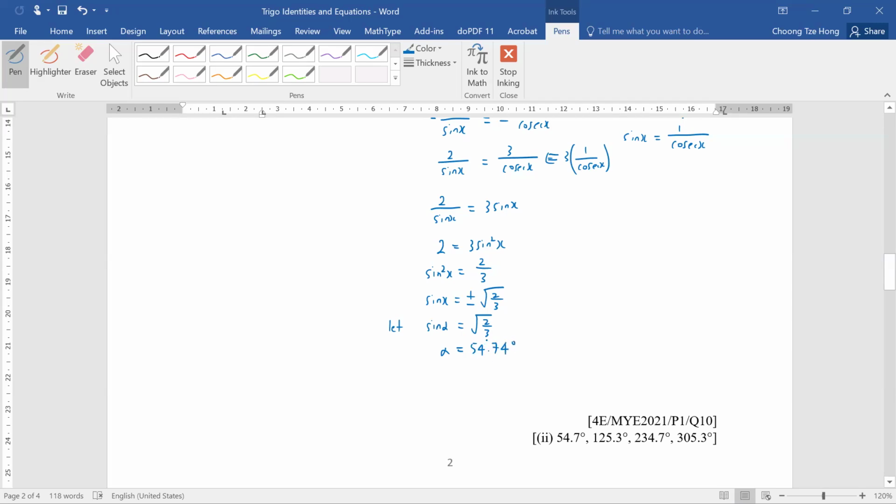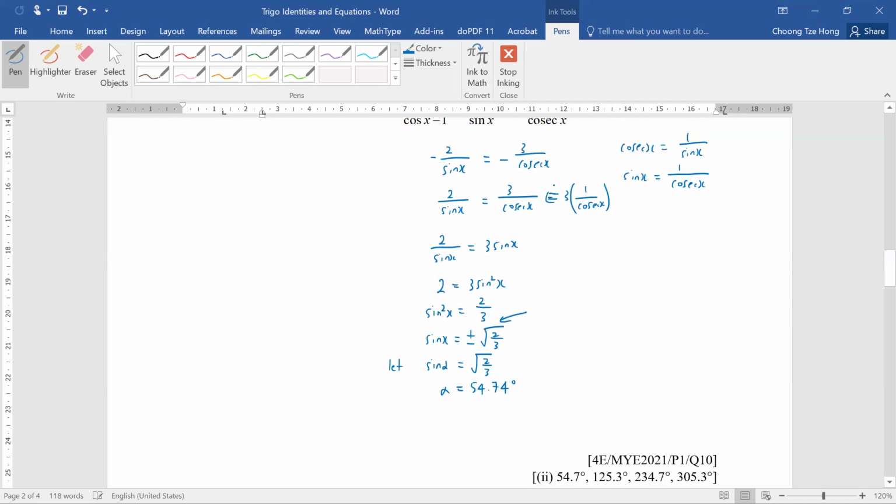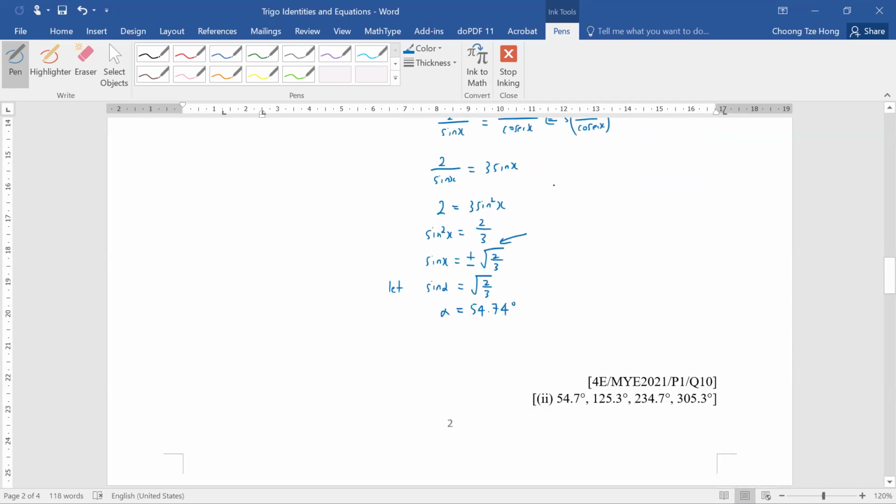So the basic angle will be equals to 54.74 degrees. Since sine x is plus minus, it means that we actually need to search all the 4 quadrants, because positive will be first and second, then negative will be third and fourth. But now it's plus minus, so we search all 4 quadrants. Therefore x will be equals to, in the first quadrant, just the basic angle. In the second quadrant, 180 minus the basic angle. In the third quadrant, 180 plus the basic angle. In the fourth quadrant, 360 minus the basic angle.